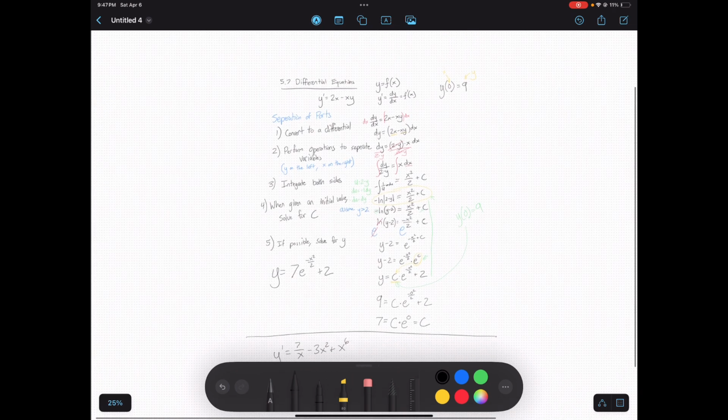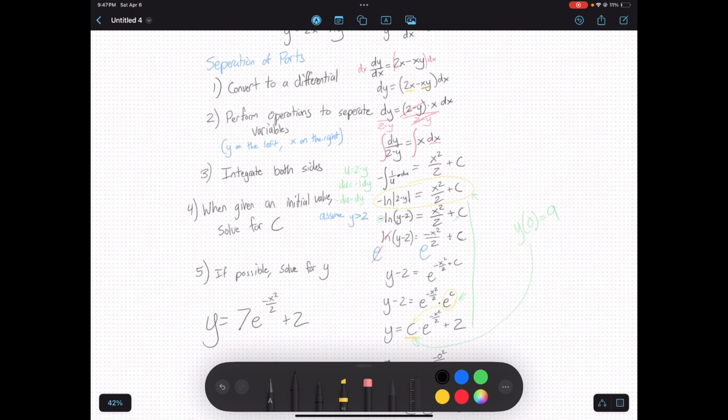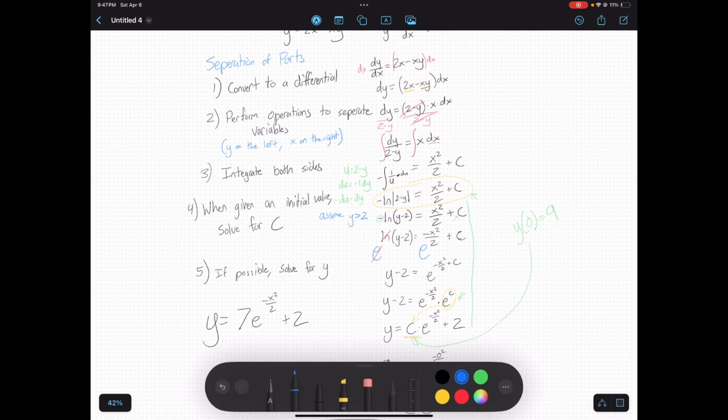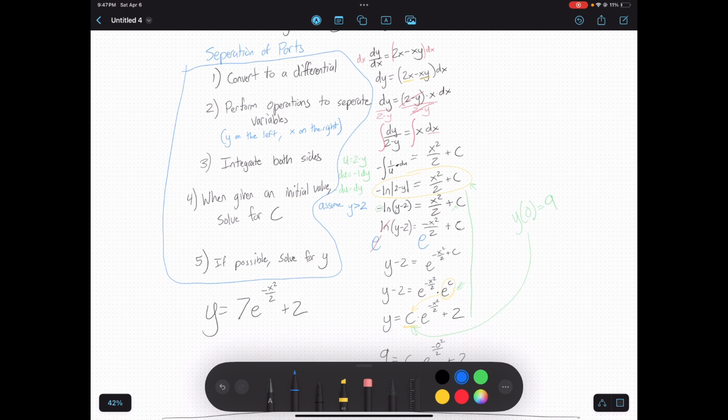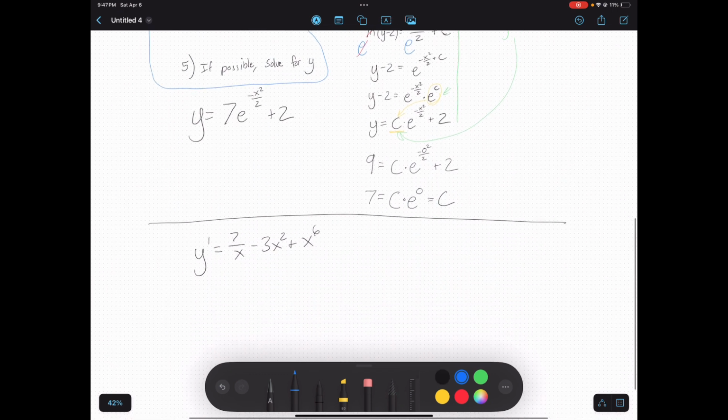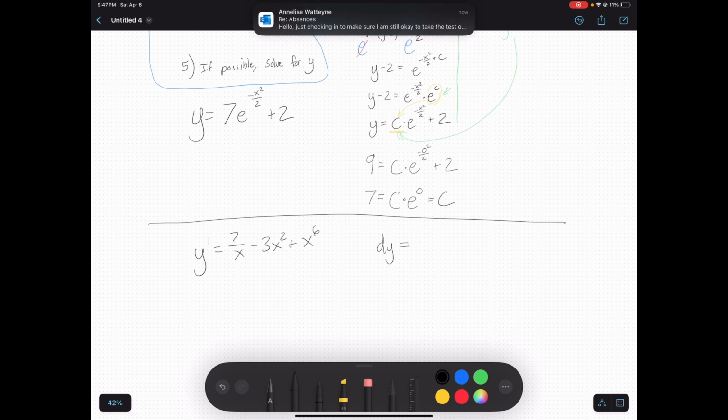But if we think about using this same process, my 5 separation of variables steps. Here, let me put a square around this to make it a little bit cleaner. Well, a very bendy square. Okay. First, I want to convert to a differential. All that means is dy on the left side and dx on the right side. There's my differential.